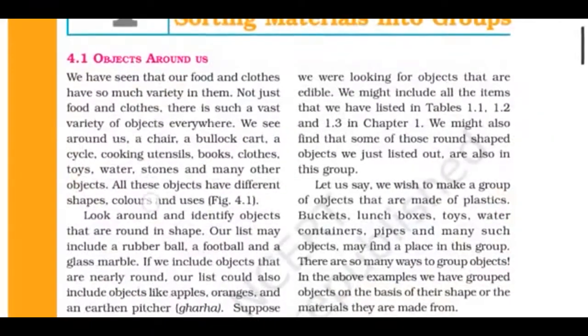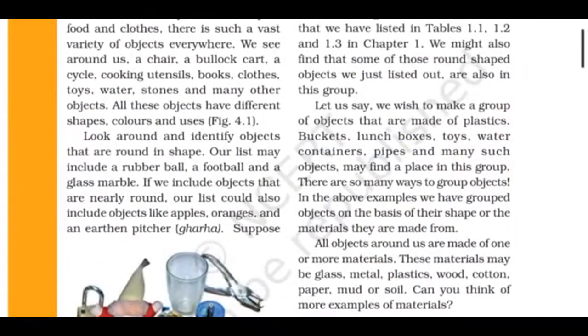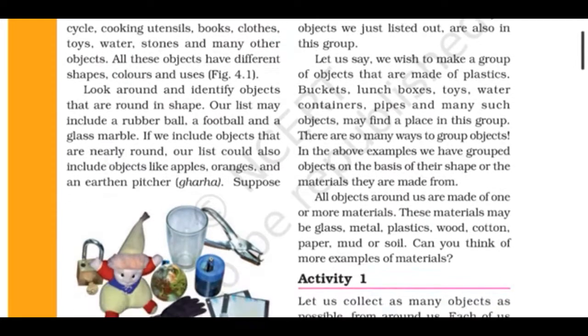For example, things such as clothes, books, toys, water, stones, and many other objects. Each has a different shape, size, and color, so according to shape, size, and color, you can separate. This is one type of category, but actually that is sorting. Grouping means it should come under some particular name or condition, and it has some characteristics. According to the characteristics, we group, based on similarities.